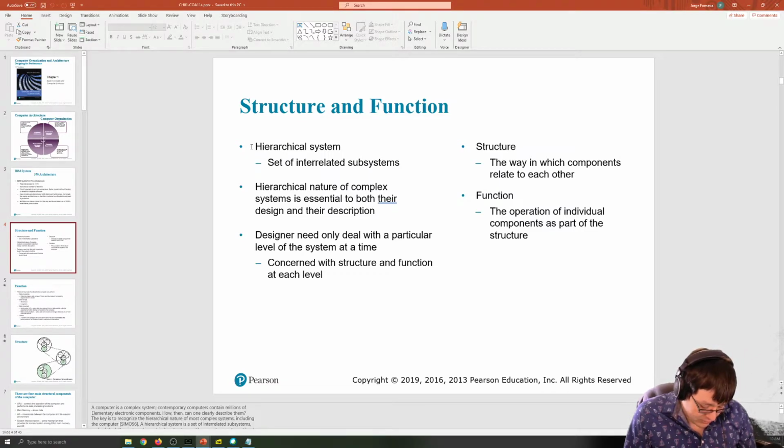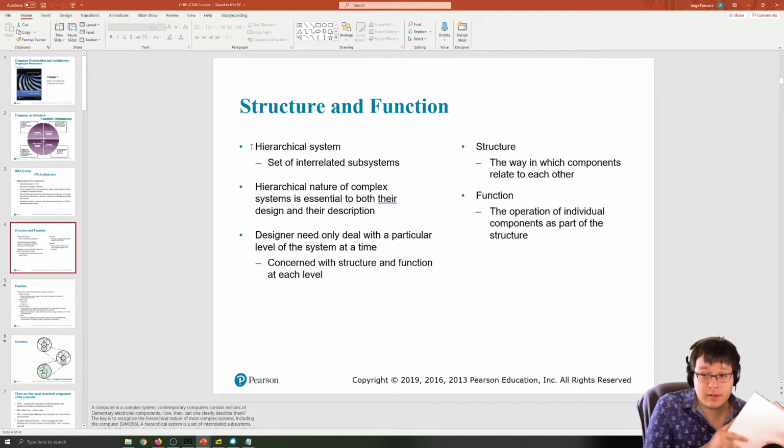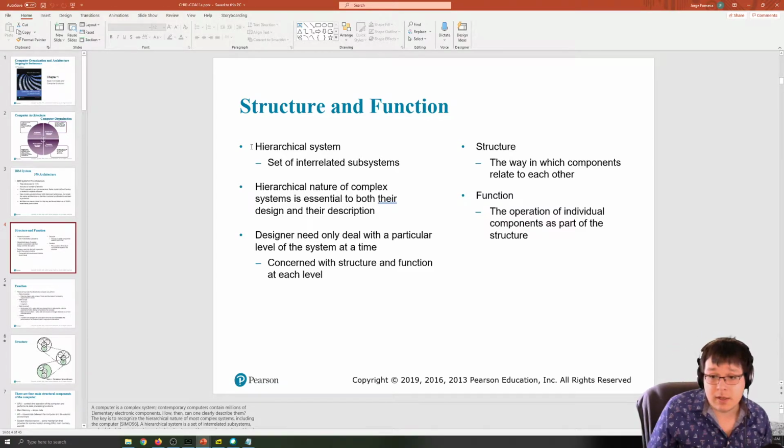So structure and function, and this is one way to look at things. I don't want you to think that this is the only way to look at some of these terms, but you have to start with some even ground, right? You have to define some things to build into more things. So you have to pick one way or the other. And this is the way that they picked to do things.